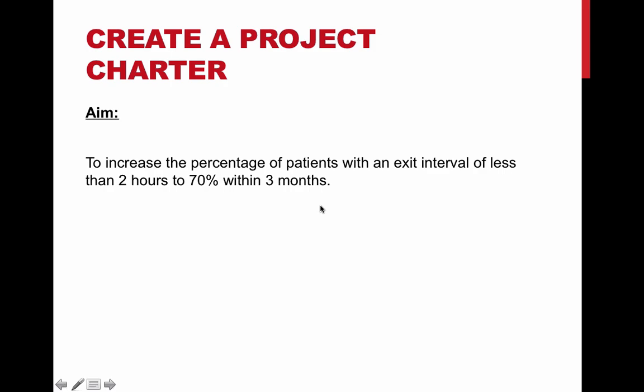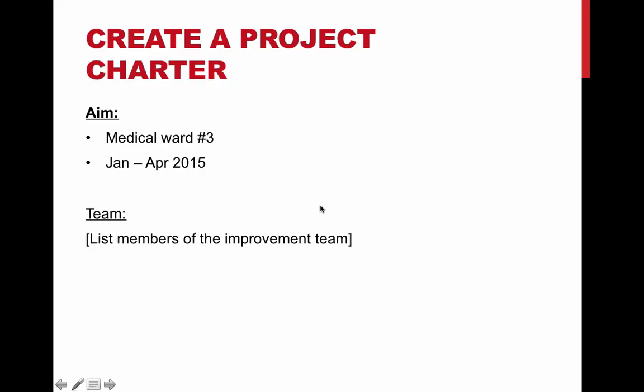Remember, smart aim, right? It has to be specific, it has to be measurable, it has to be achievable, it has to be relevant, and it should be time bound. So this is a smart aim. Okay, and the project scope is they define the boundaries of their project. So where are they going to work? They're going to work in medical ward number 3, and the time boundaries are they will be working between January and April of 2015.